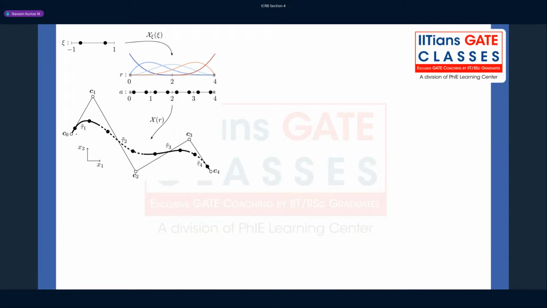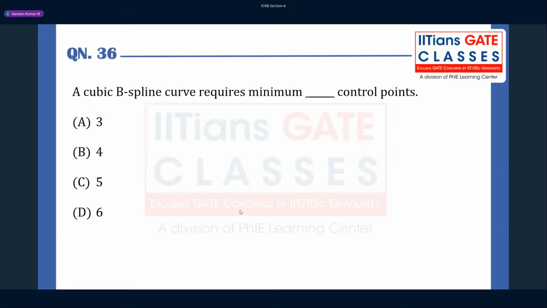Piecewise continuous means, like, these are your control points. C0 is your control point. C1, C2, C3, C4, and so on are your control points. Based on your control points, the curve will change accordingly. So we'll first answer the question and go into depth.